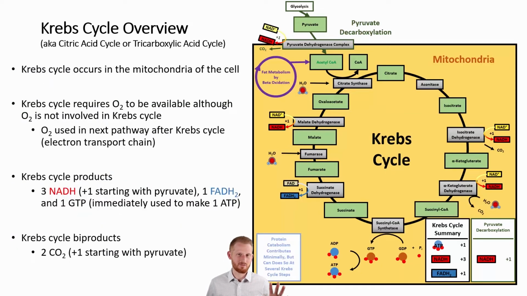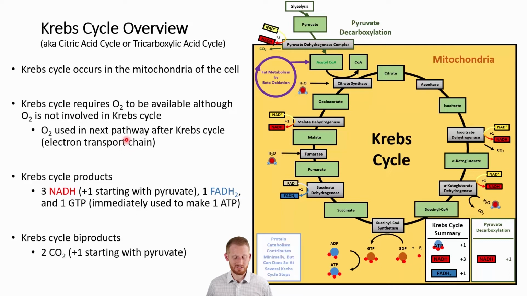So that was everything that gets put into the Krebs cycle. Let's talk about what's happening once the Krebs cycle is going. I think we first need to mention the fact that the Krebs cycle happens within the mitochondria. All aerobic metabolism happens in the mitochondria. So the Krebs cycle requires oxygen to be present. Everything in the mitochondria requires oxygen to be present, but the Krebs cycle itself does not use oxygen.